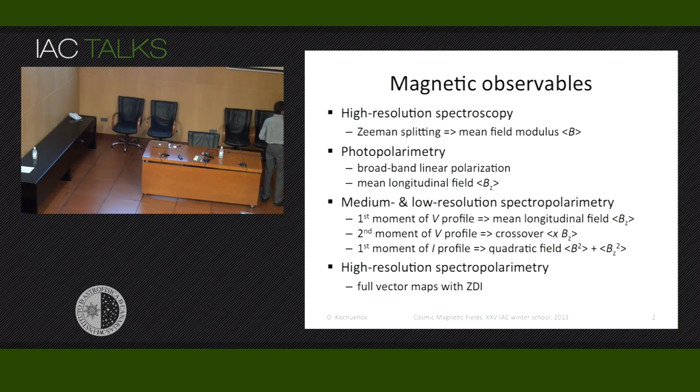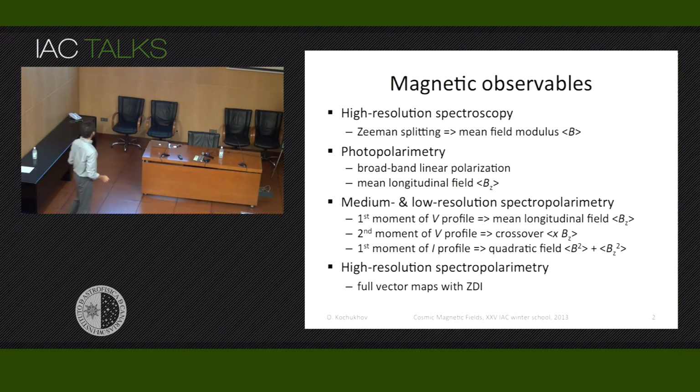For the longitudinal field, what we have to do is to integrate the Stokes V profile multiplied by this difference in wavelength, which is calculated relative to the center of gravity of the Stokes I profile. And this is normalized to the equivalent width of the spectral line. So you can see that this is basically sensitive to the asymmetric part of Stokes V, because this term has different signs on different sides of the spectral line.